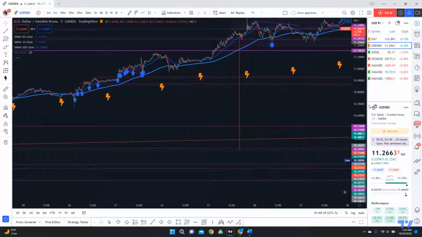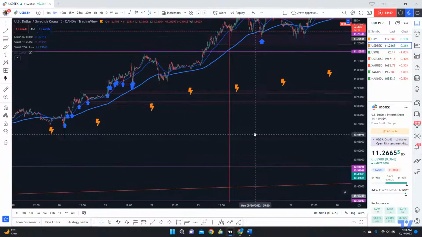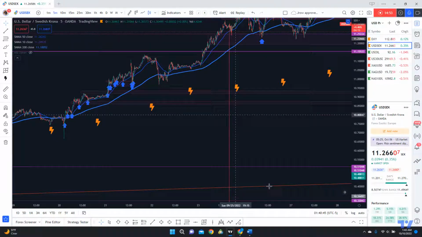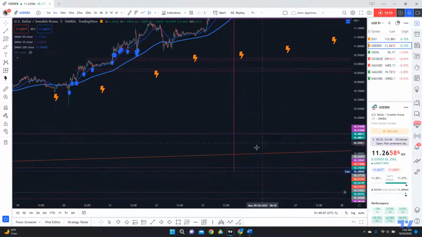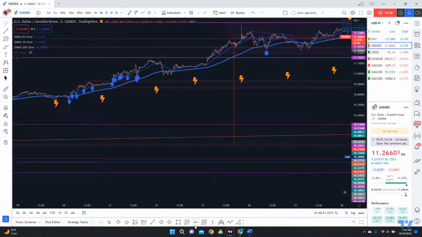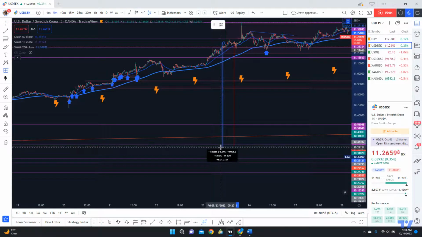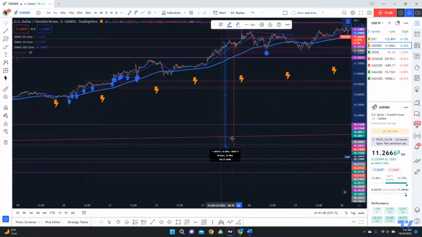I was actually in a long at the time that this happened. I was in a buy, but I didn't get stopped out. I don't know why I didn't get stopped out, because I definitely should have. Let me see how big this move was. This was a 10,000 pip move. 10,000 pips. So I should have got stopped out. I don't know why I didn't, but this happened when the market was closed.